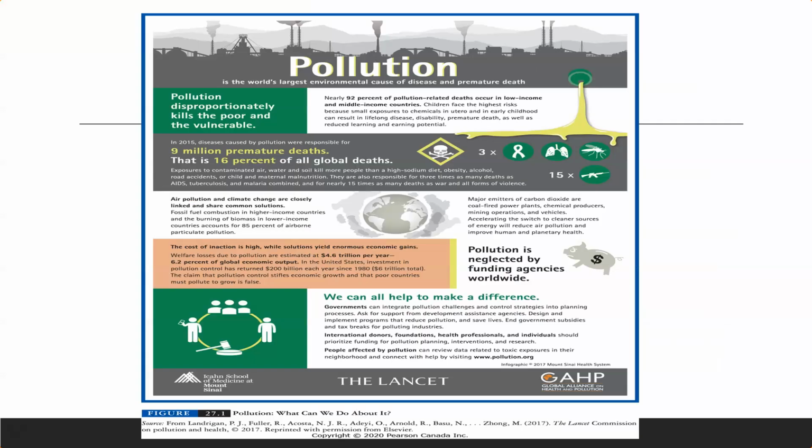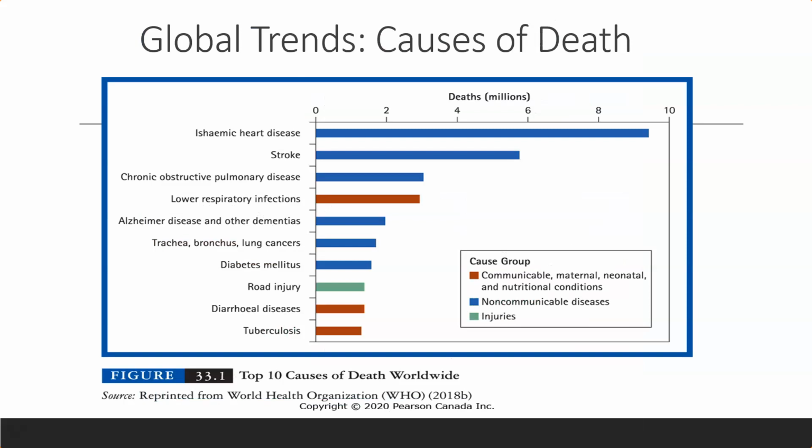All right, this is right from your book. So figure 27.1, have a look at that to understand what the pollution and the impact of it is on communities and individuals and populations. Here's an example of global trends in causes of death. You can see heart attacks is the highest, then stroke, chronic obstructive pulmonary disease, so COPD, is next, then lower respiratory infections, and TB on the bottom.